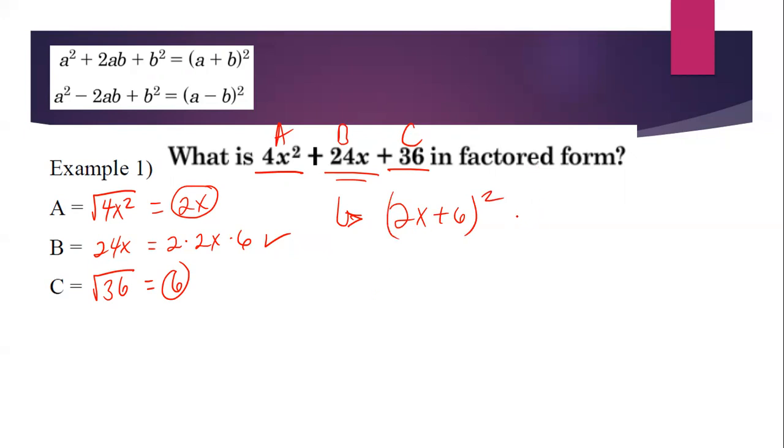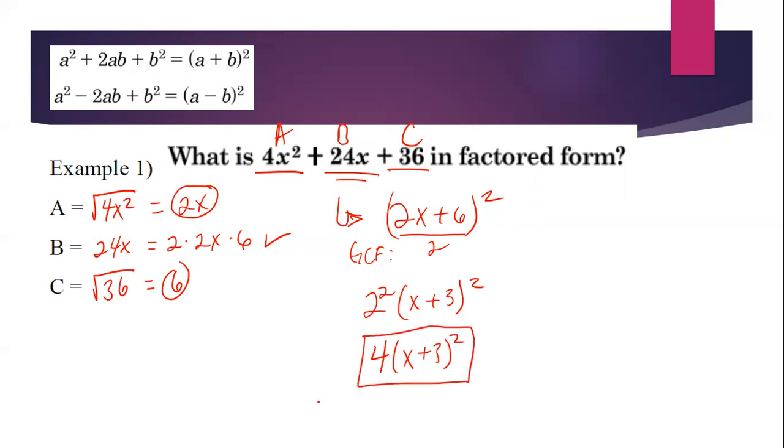This is not fully factored. Why is it not fully factored? There's still a GCF, right? And what is the GCF? 2. I can still divide everything by 2. So when I divide everything by 2, it is not just 1, it's actually 2 squared, which means fully factored, I'm at 4 times x plus 3 squared. And we utilize the first rule to check that it's positive because it's a plus and a plus.